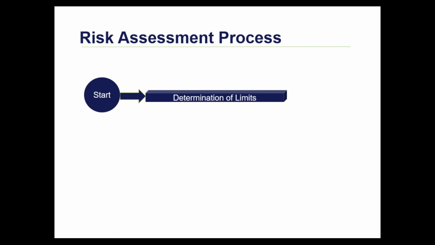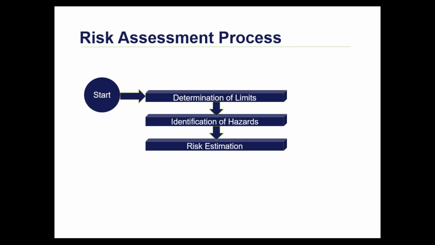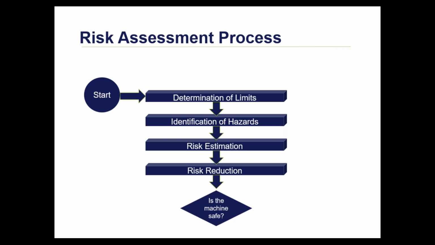Okay, let's talk about the risk assessment process. When we start, the first thing we need to do is determine the limits. We'll talk about the limits and the other areas in a few minutes. Then we identify the hazards associated with the equipment. Then we do a risk estimation based on the risk associated with this equipment. Then we look into risk reduction, and then we determine if the machine is safe or not.